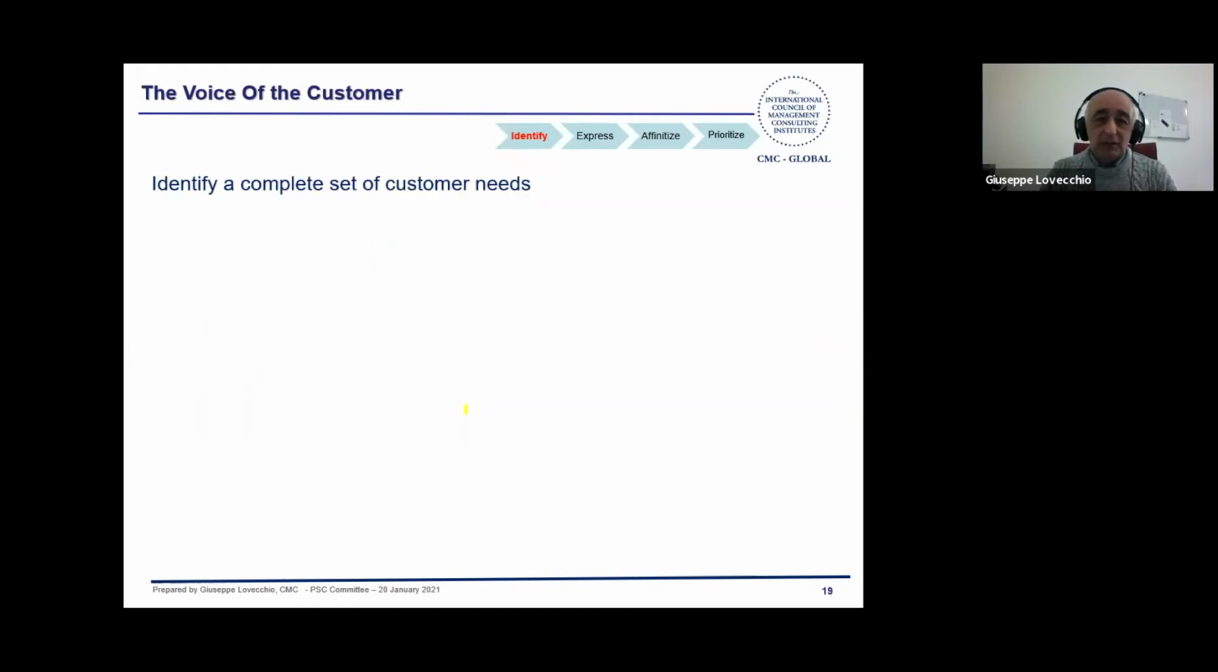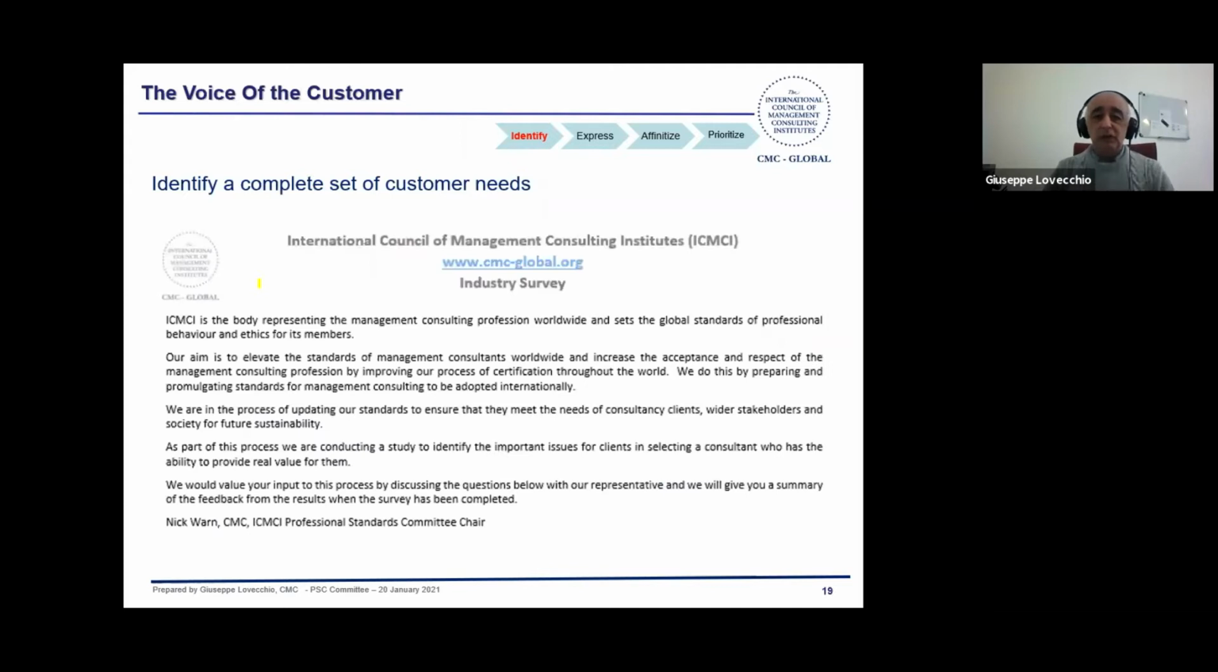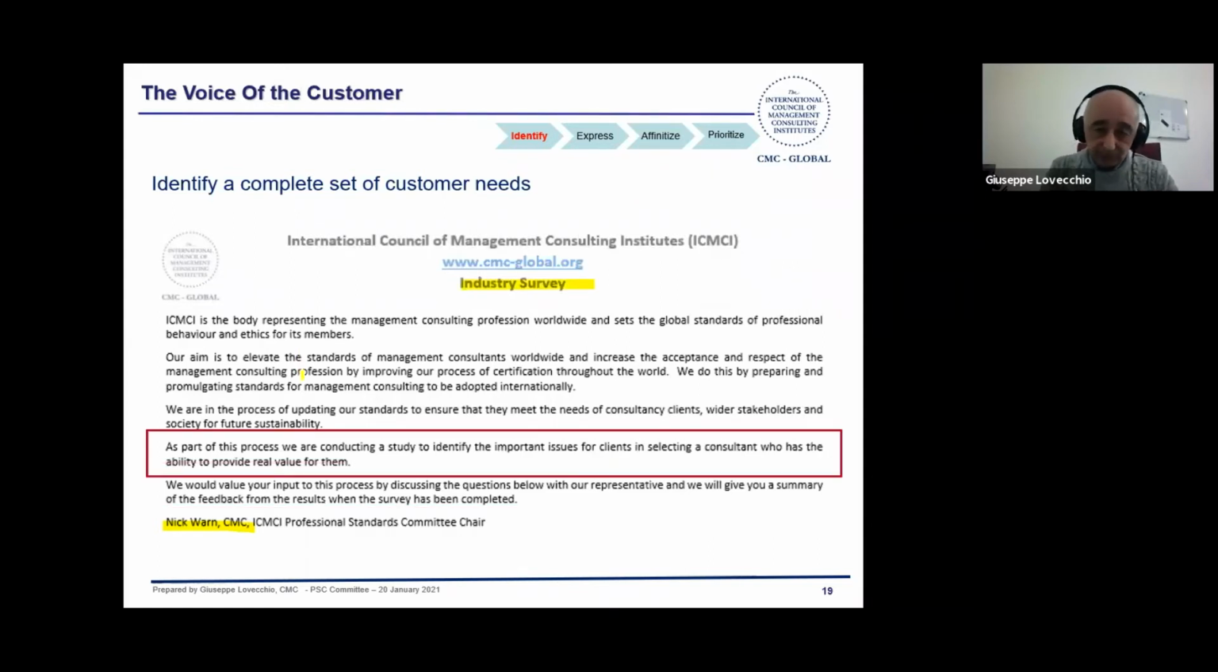So we identified a complete set of customer needs. Nick launched this letter to some members, just to identify important issues for clients in selecting a consultant with the ability to provide real value for them. So this was the launch that we did in order to collect and start to see what the sentiment was.